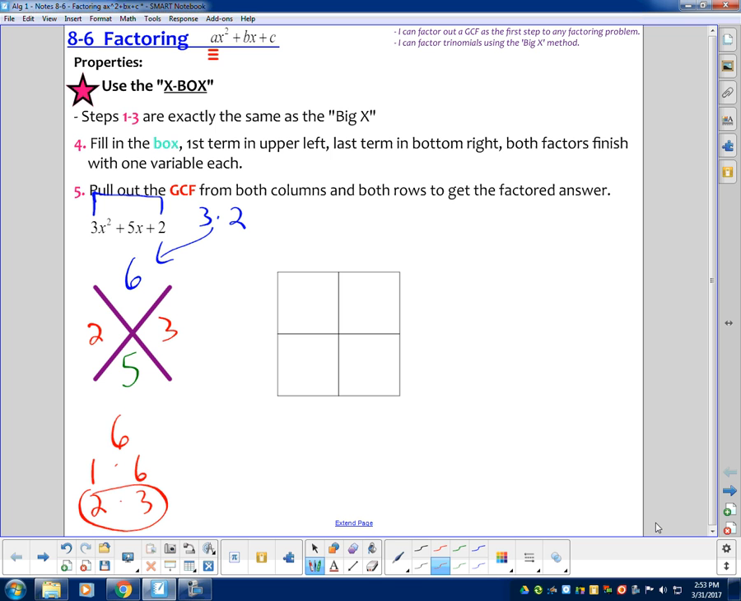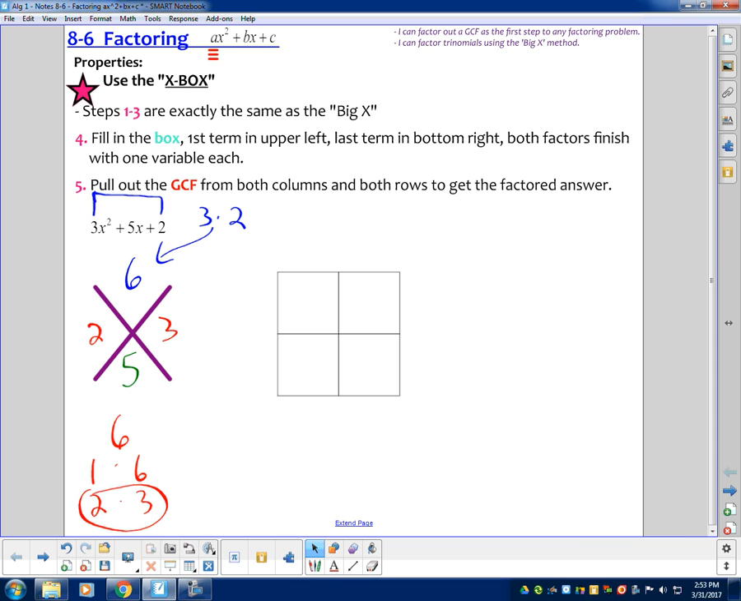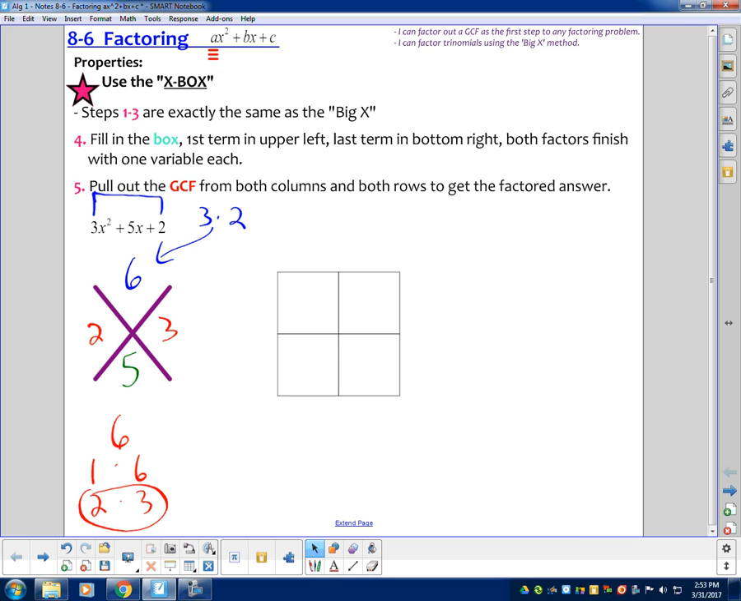Now, step 4, we're going to add something here. If the coefficient of x squared, or the number in front of x squared, is not a 1, then we have an added step here. We're going to connect this to our rectangular box that we used for multiplying polynomials. This is also known as factoring by grouping in some textbooks. But it says fill in the box.